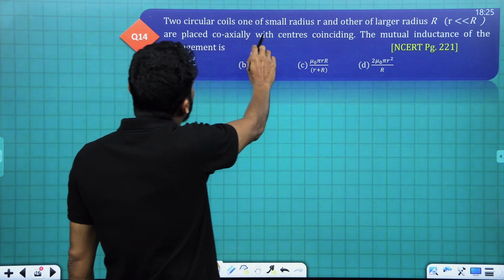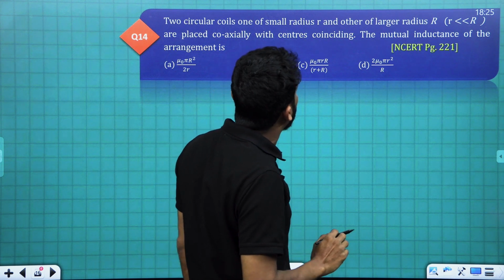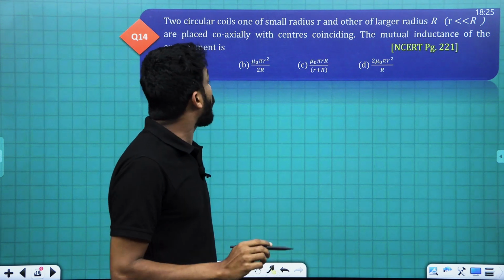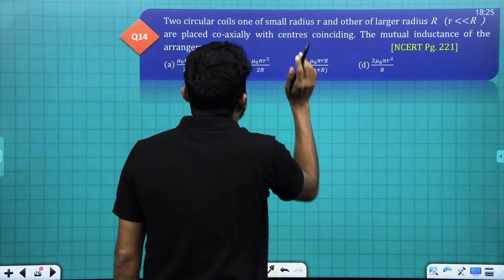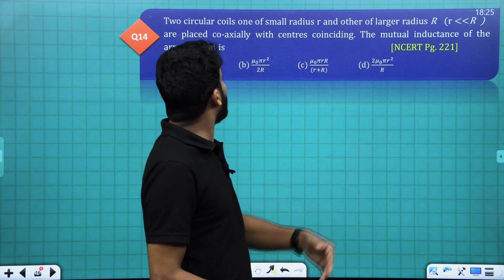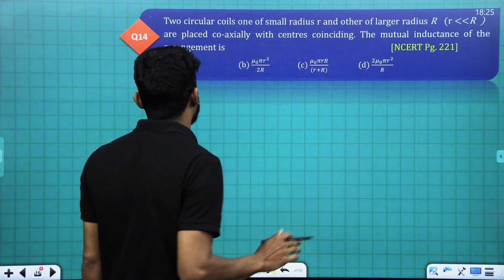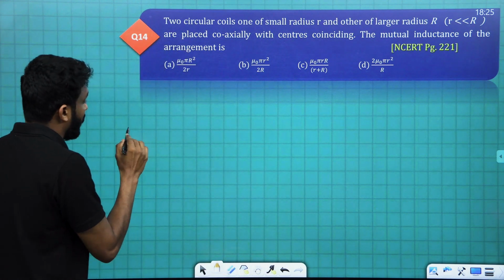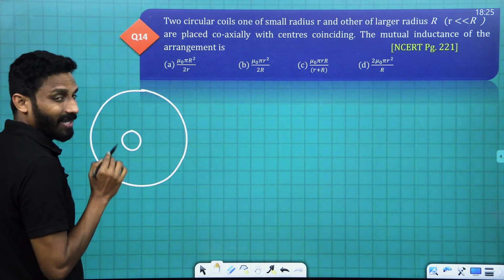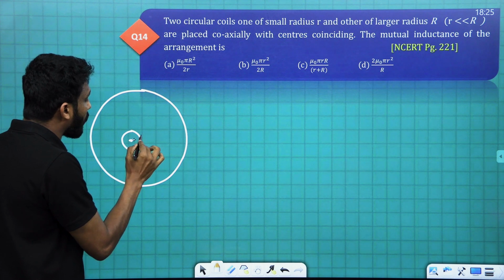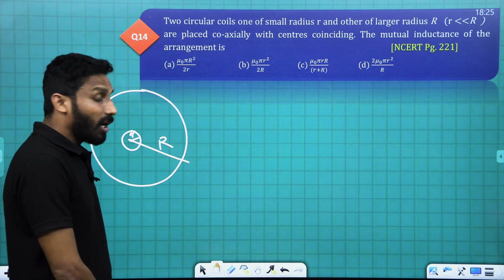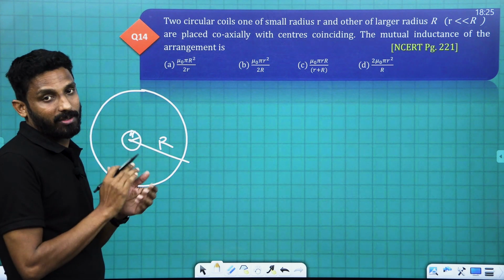14th, two circular coils, one of small radius r and other of larger radius R. Smaller radius is much less than the larger one. They are placed coaxially with the centers coinciding. The mutual inductance of the arrangement is? Let's check. This is a smaller one and this is a larger one. This is having radius small r and this one radius capital R. The mutual inductance of this system is what?